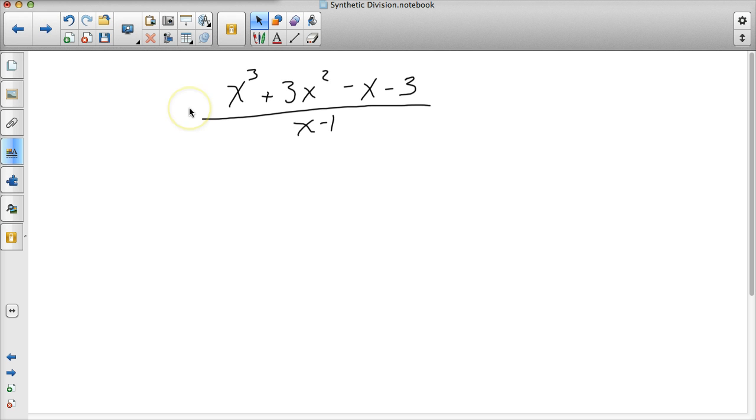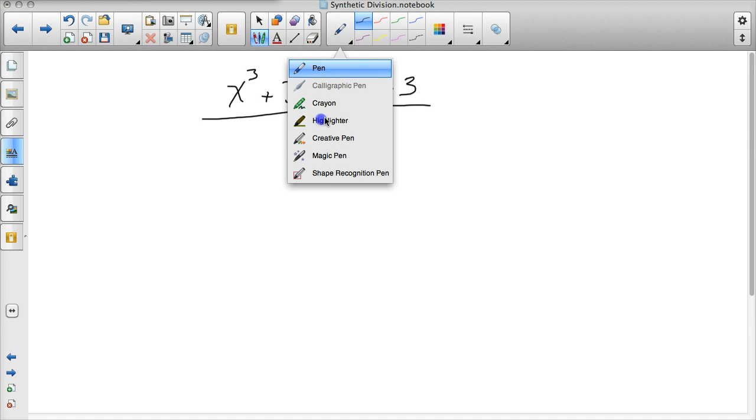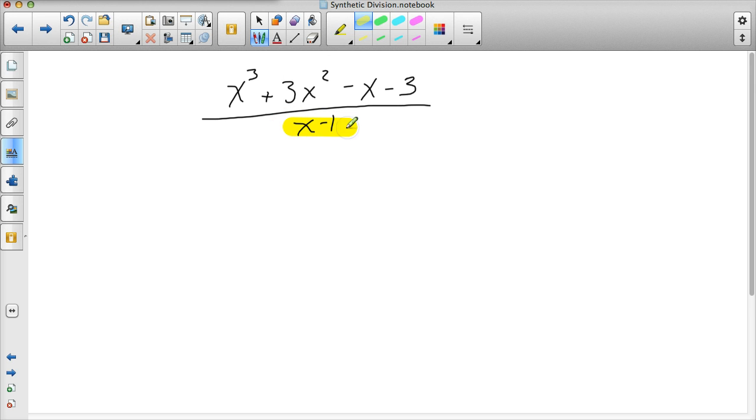We have a polynomial x cubed plus 3x squared minus x minus 3, and we want to divide that polynomial by x minus 1. The first thing we need to do is know where our divisor is. So our divisor is this x minus 1.